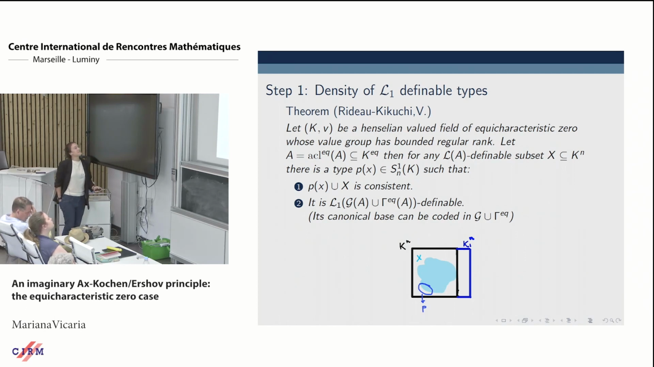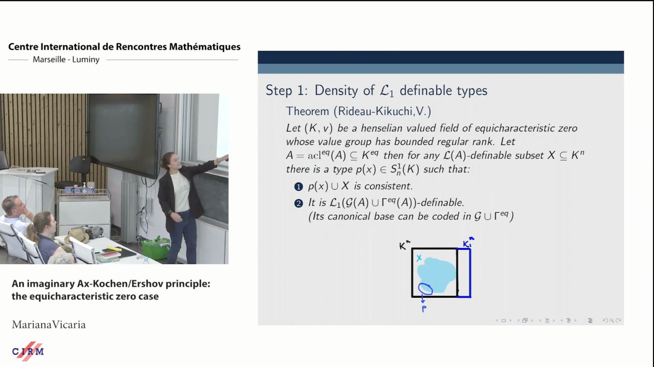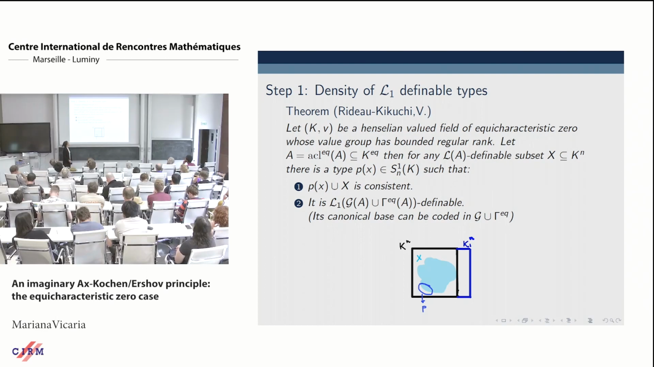What we're going to have is, let's say that we have a Henselian valued field of equicharacteristic 0, and we're assuming the value group to have bounded regular rank. And you look at a set A that is algebraically closed in EQ. And you pick up your favorite definable subset in K^n, the one that you prefer, that I have highlighted here in light blue. That's your favorite one.